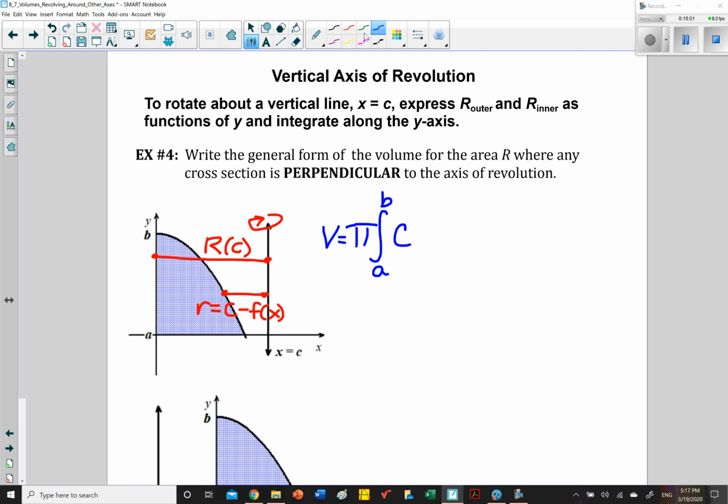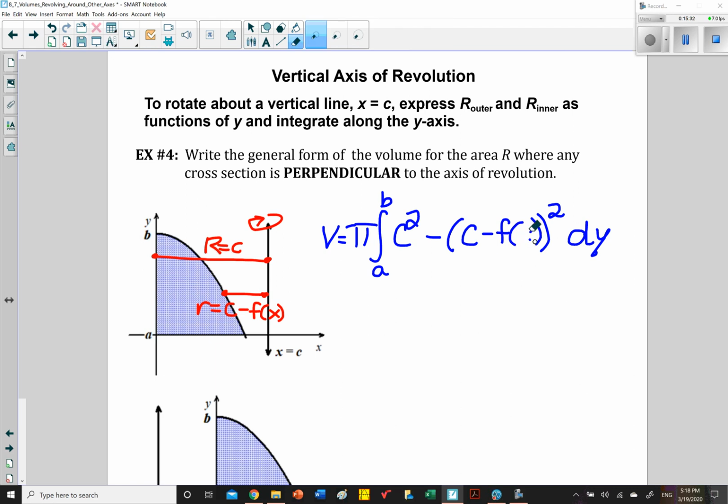Wait, I didn't write this right. Let's back up here. This is supposed to be pi, R equals c. So we have pi R squared minus pi baby r squared. And I'm writing in terms of y, and I'm putting in x's. Oh, it's a long day, because x is in terms of y.